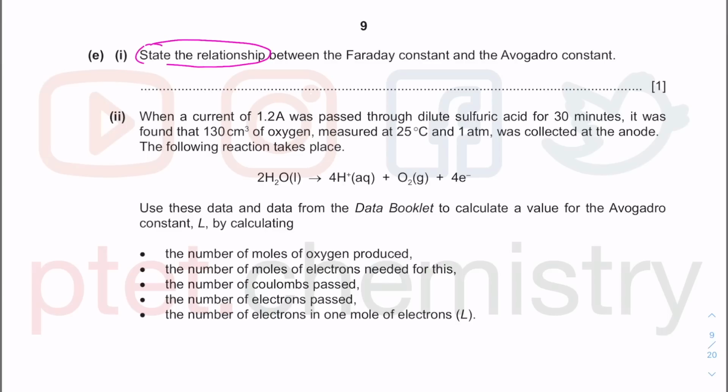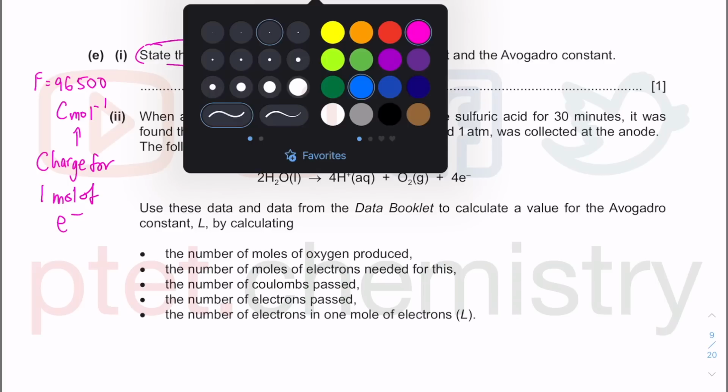You just need to state it. So this is F equal to the Avogadro constant multiplied by the electronic charge, which is the charge for 1 electron. Faraday constant has a value of 96,500, and the unit is coulomb per mole. This is the charge for 1 mole of electrons. If you have the charge for 1 electron, you multiply by 1 mole of electrons, you're going to get the charge for 1 mole of electrons. That's basically what it means there.